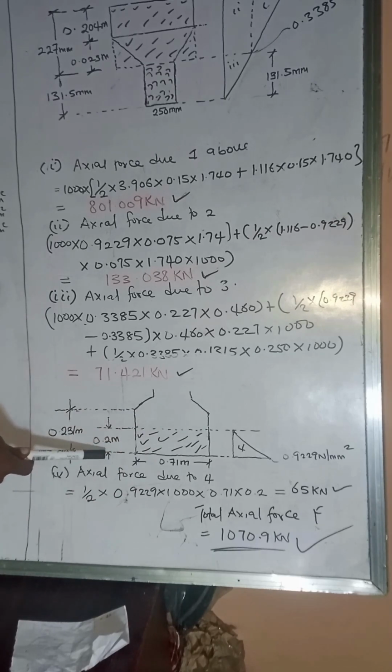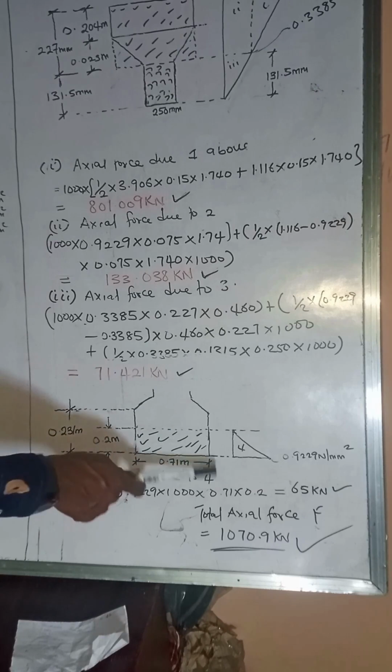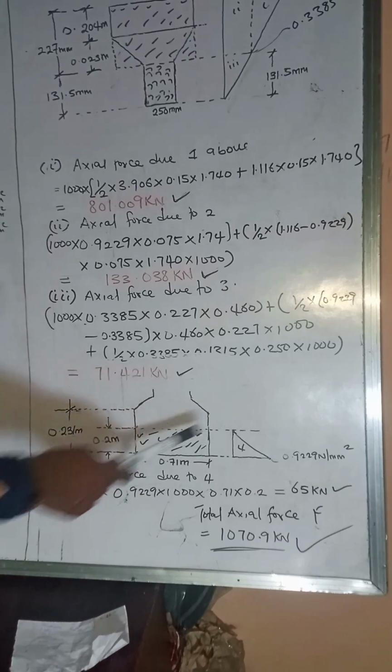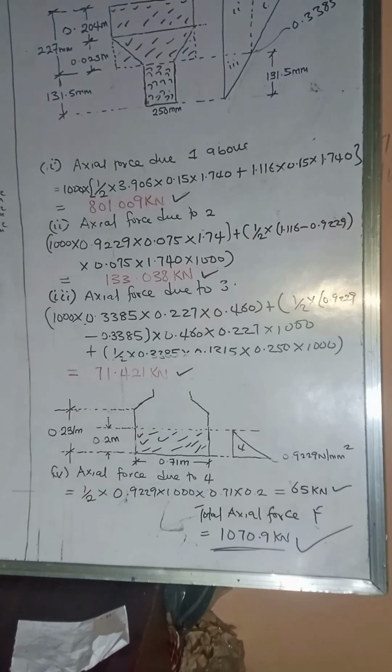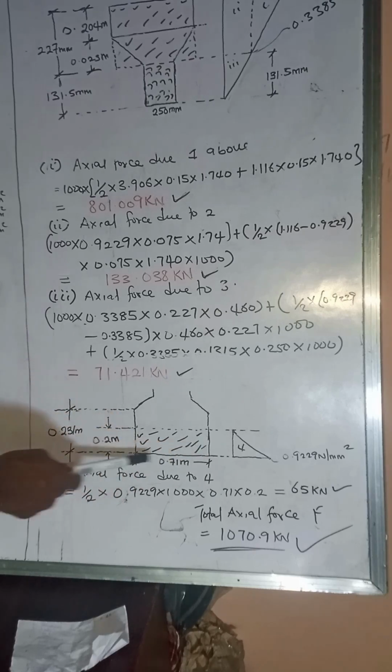So you can see from my arrow here is 0.2 meters, and we know that the beam itself from here down to here, we have it to be 0.231. So the pressure is going to be acting on this shaded part. Okay, so we can say that the axial force due to this portion, which I call portion 4, is the area of this triangle multiplied by the width. We're going to have it as half times 0.992 times 1,000, which is for converting it to kilonewton per meter, times 0.71, which is the width of the beam, times our value 0.2. We are going to have 65 kilonewton as the axial load.